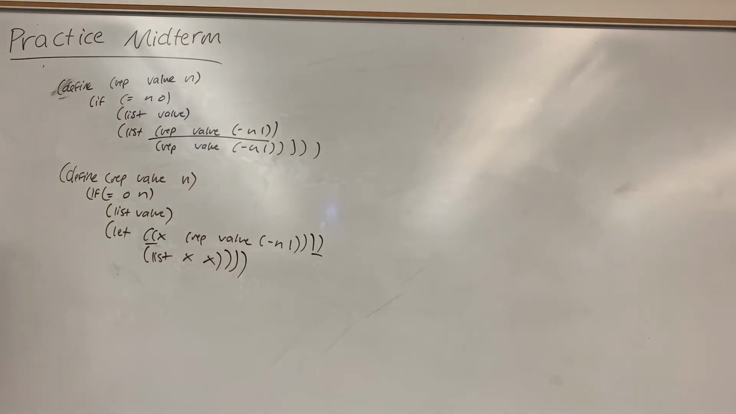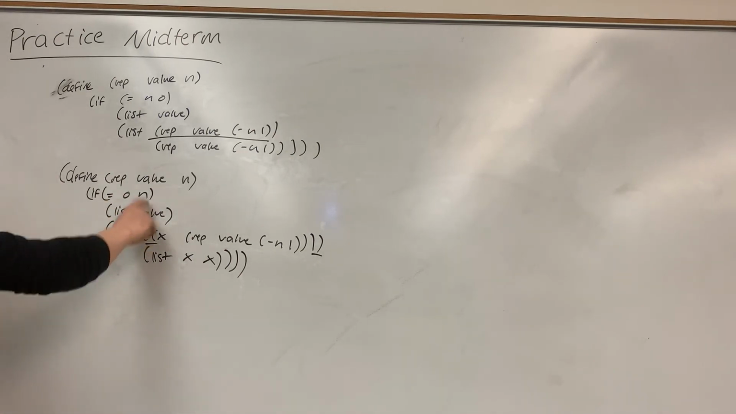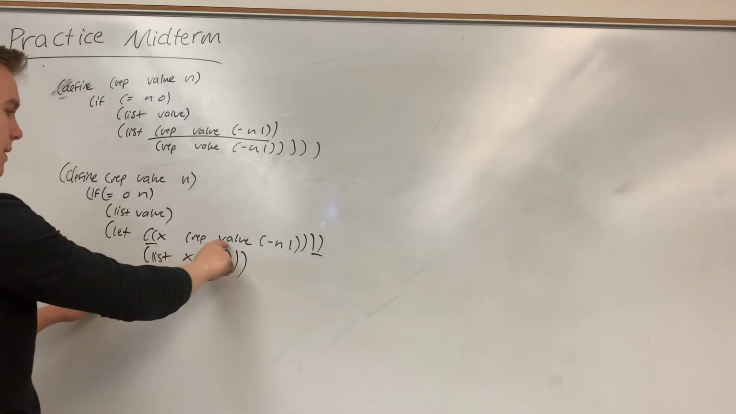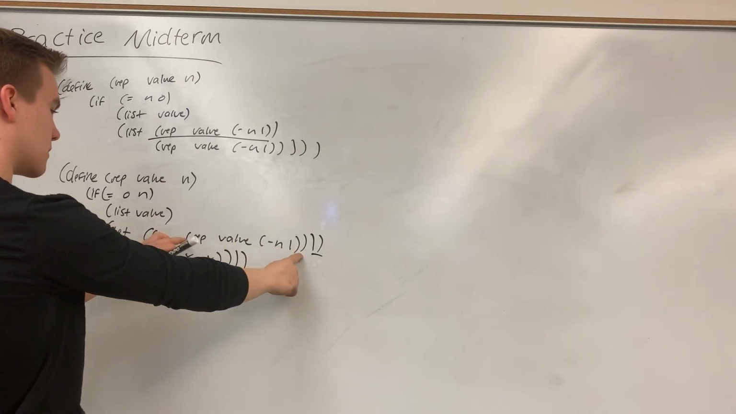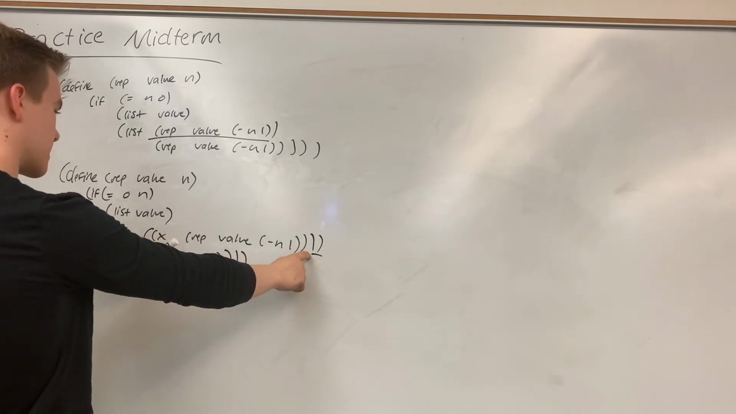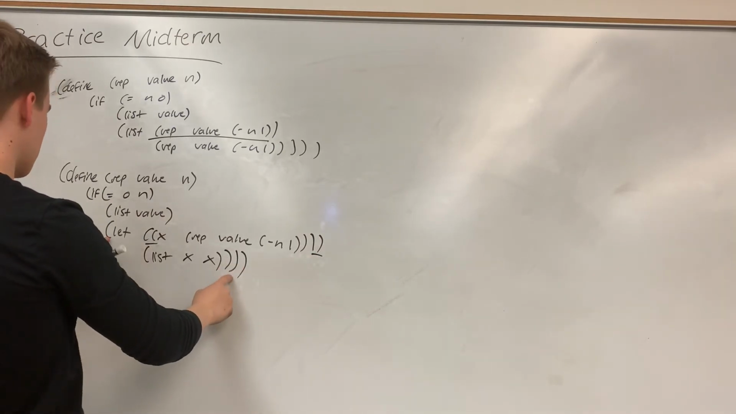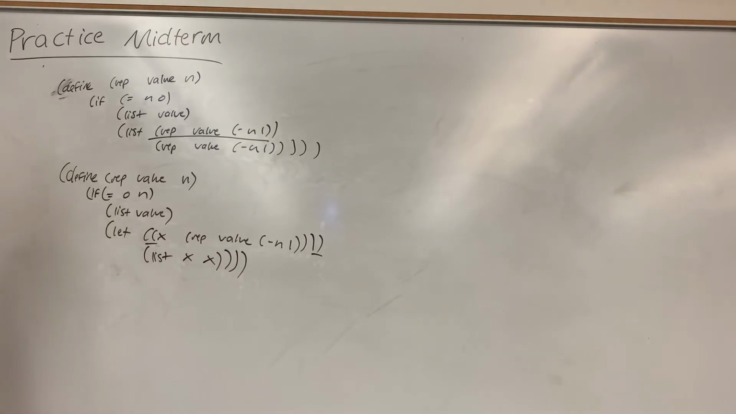If it's 0, list value, else let x be rep value minus n 1. This closes this rep value, this closes that, list x x, this closes the let, this closes the if, this closes the define. Okay, I think I did it. Great. And we're on to 6.